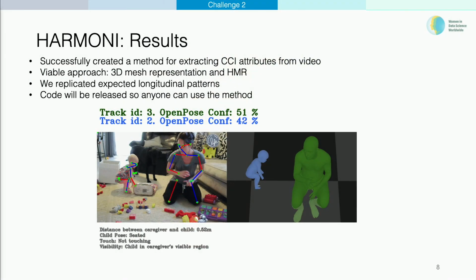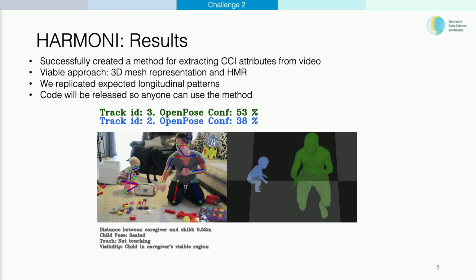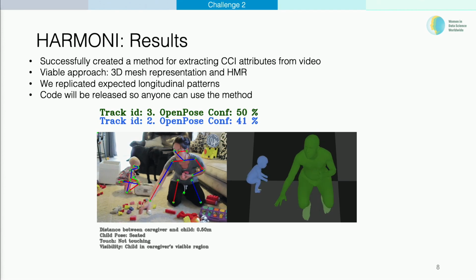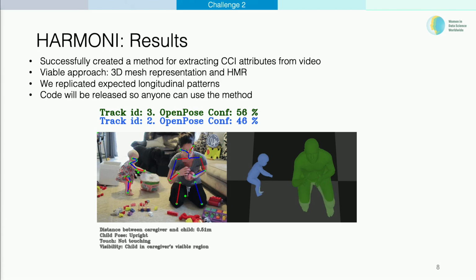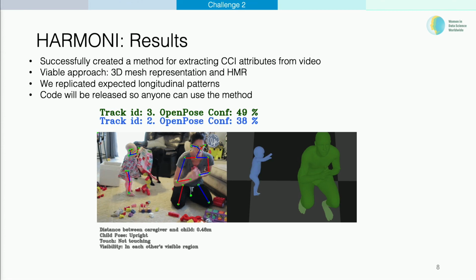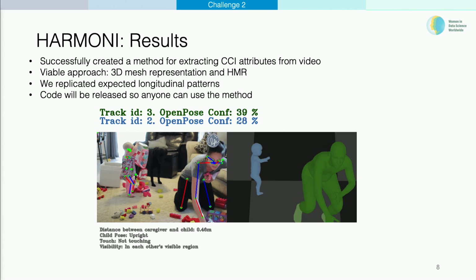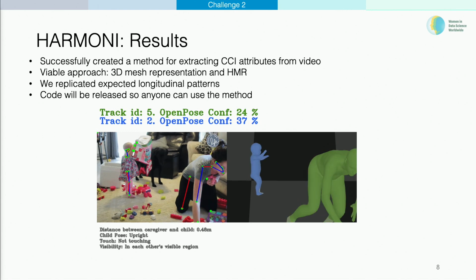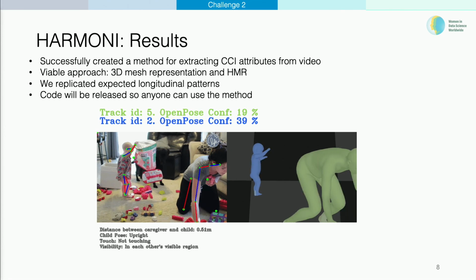This is a brief demo. It could be nicer. We're working on this. But the idea is that we were successful at having a first version. It's not perfect, but it allows us to extract some of the features that are of interest. It's viable. We can do 3D mesh estimation and HMR for this. And we also learned that we can replicate some behavioral things that happen across time when the child grows. We will release the code so anyone in the child development field can use it for their own videos, and hopefully we'll continue improving it so they can use it in bigger and better studies.